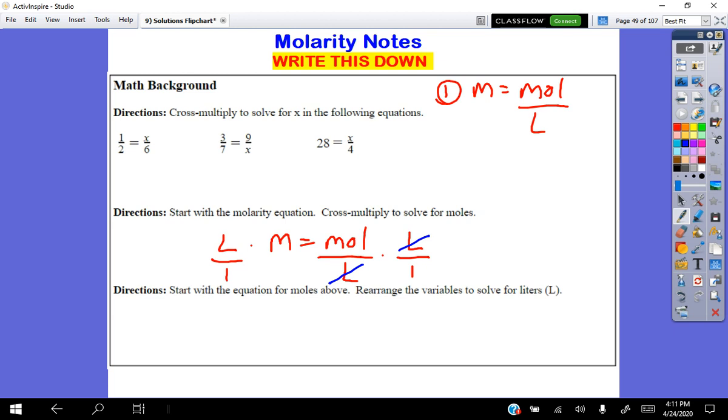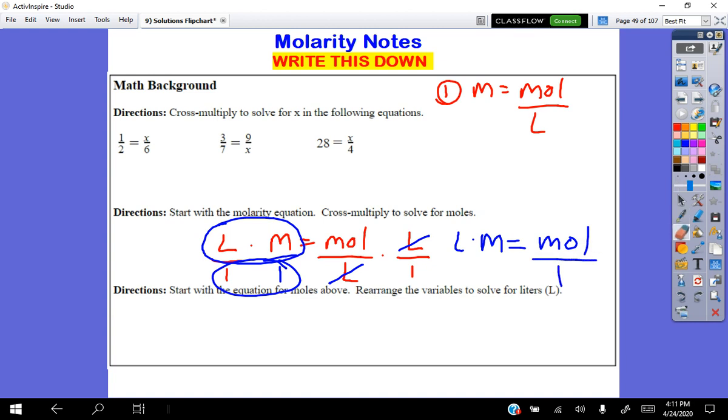And on the left side, again, any number can be written as a fraction by putting it over 1. If I combine my like terms, I see liters times molarity, and then on the bottom, 1 times 1. That's just our identity factor. So liters times molarity is going to be equal to moles over 1. Again, we don't need the 1. So we end up with this equation.